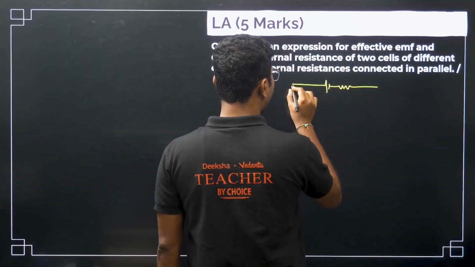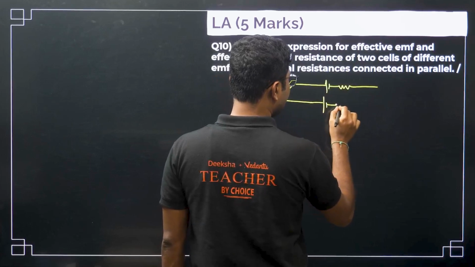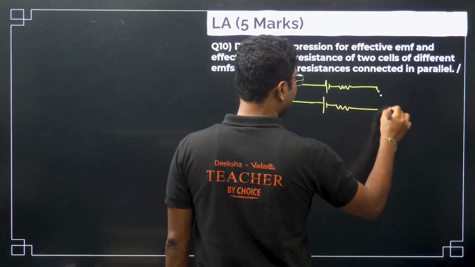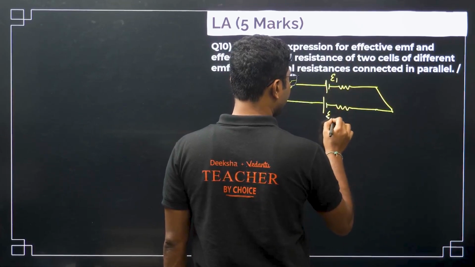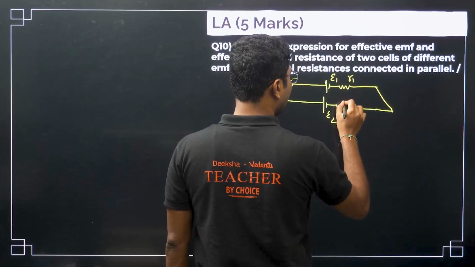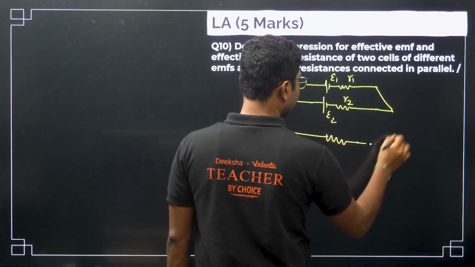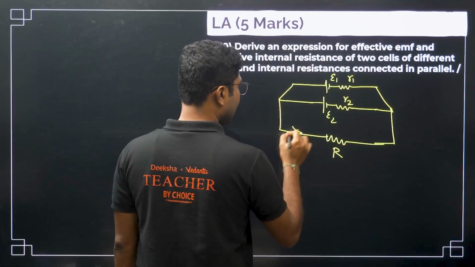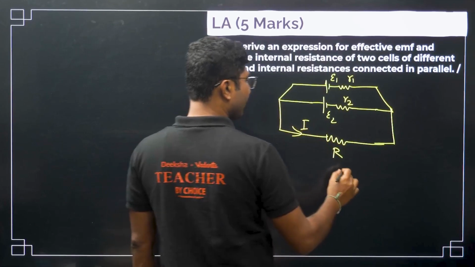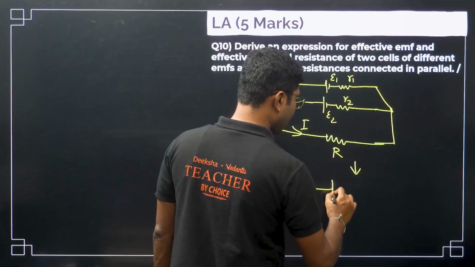Now the main problem in parallel combination is that the current can be different, but the voltage remains the same. So epsilon 1, epsilon 2, R1, R2, and here again we have a resistance. Now the current through the resistance is, say, I. So if you draw the equivalent circuit, the equivalent will have only one.